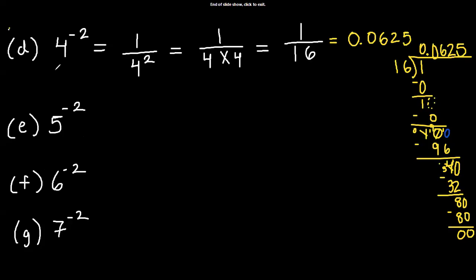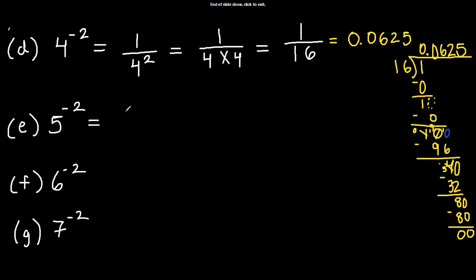All right, so we have 5 to the power of negative 2, 6 to the power of negative 2, 7 to the power of negative 2. How are we going to do this? Aiden Deal, where's Aiden? Charlitha, do you understand how to do E? Yes, sir. Okay, help us out with E. It's going to be equal to what?